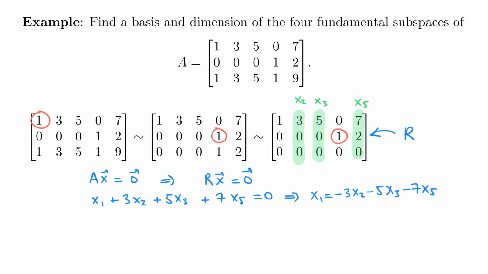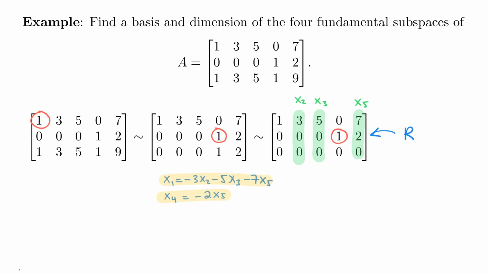In a similar way, the second row of R tells us that x4 plus 2 times x5 is equal to 0, which means that our pivot variable x4 can be written in terms of the free variable x5 as minus 2 times x5. Now let's take these equations for x1 and x4 and write the solution for the null space of A.